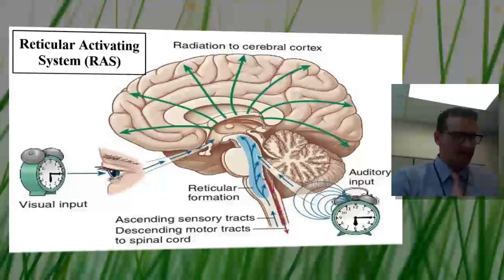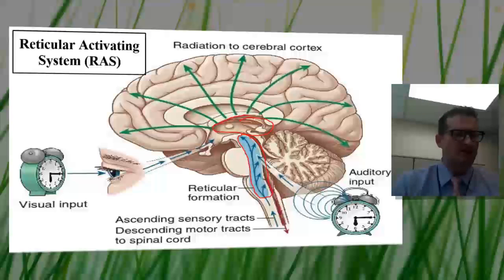A set of interconnected nuclei in the brainstem called the reticular formation is very important. Fibers extend from the RAS, called the reticular activating system, which is shown in blue here. So fibers extend from the RAS up into the cerebrum after passing through the thalamus, which is shown here. Fibers also extend to the cerebellum, and they can also go back down into the spinal cord.